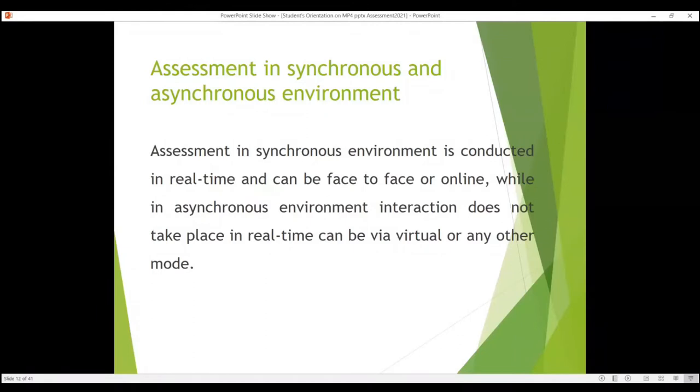So it can be virtual or any other mode. Suppose I am giving you one exam and you take the exam home and after 2 days you bring it to me. Then it is an asynchronous exam. There is no monitoring, no proctoring. Because of COVID-19, we have now also gone for asynchronous exams. Before, it was most of the time synchronous exams.